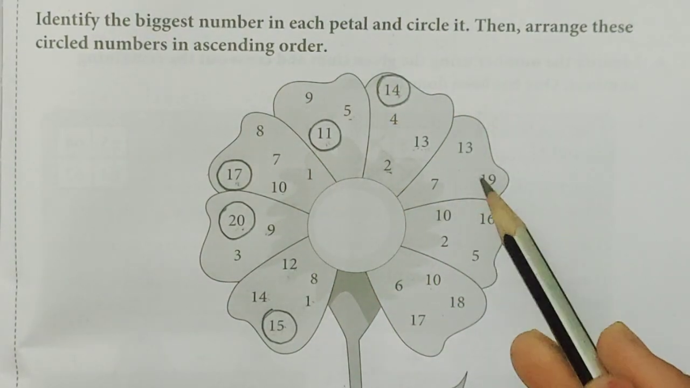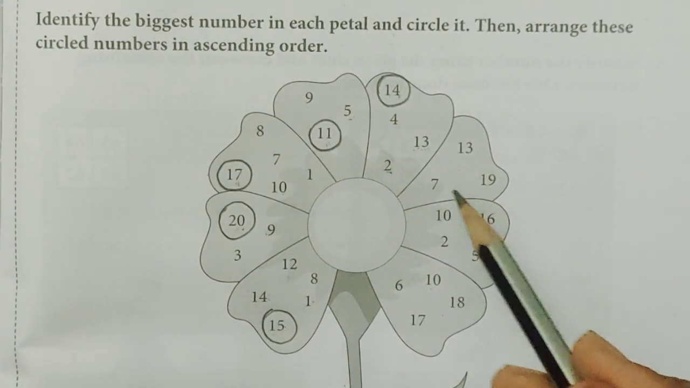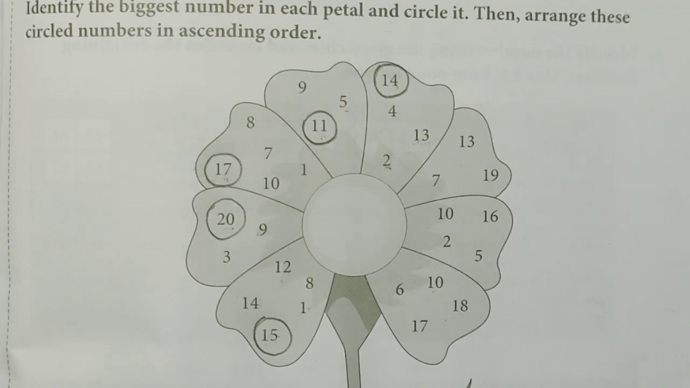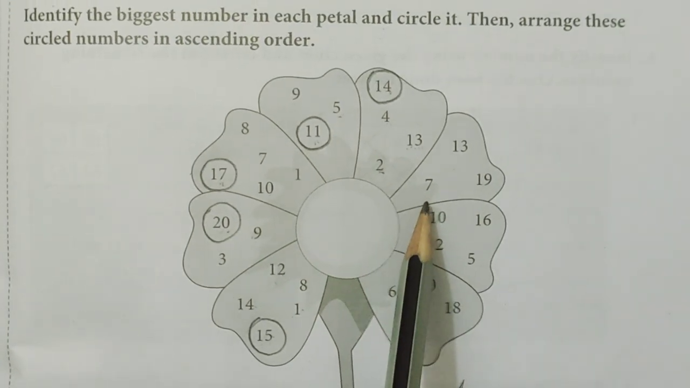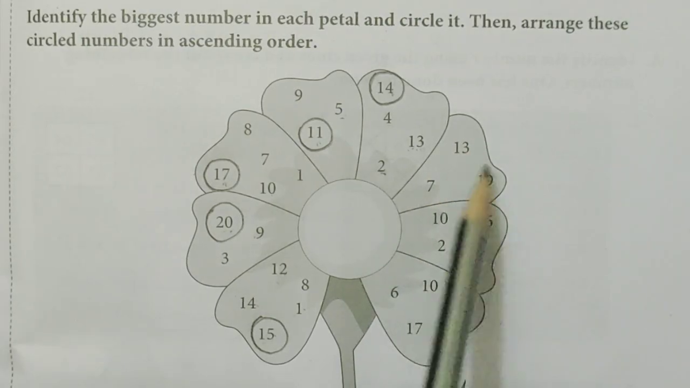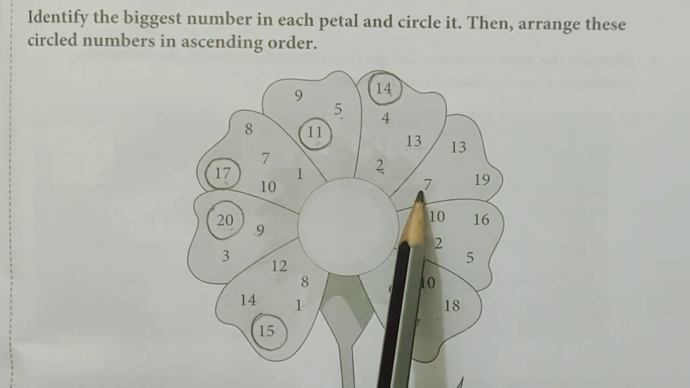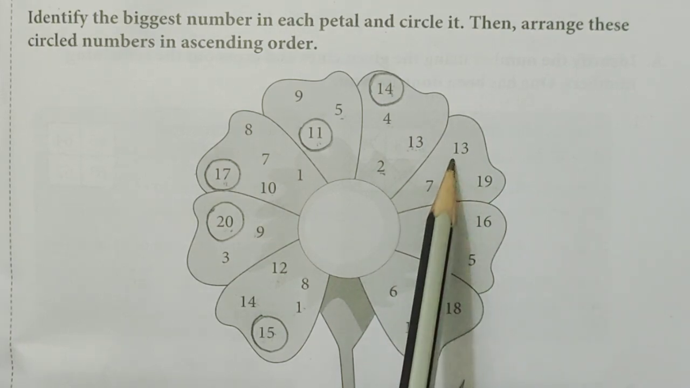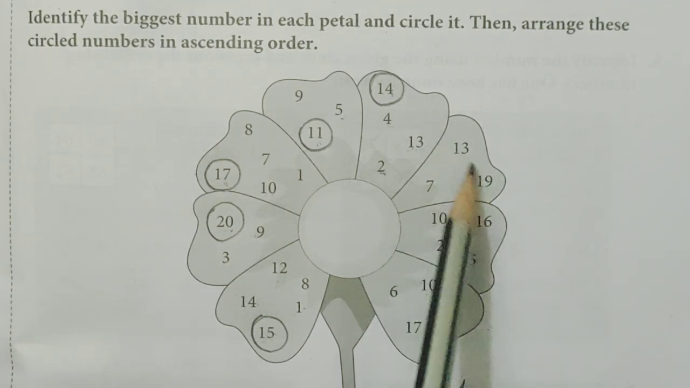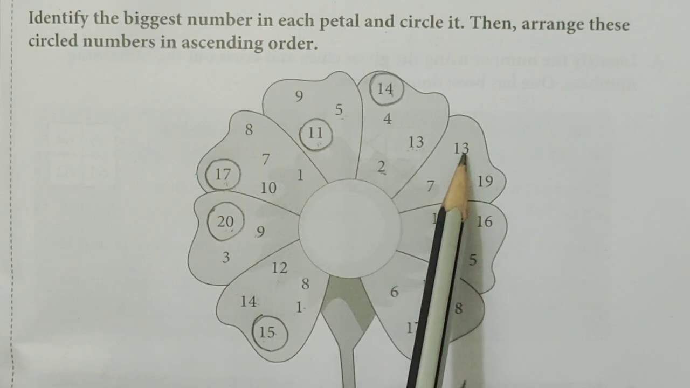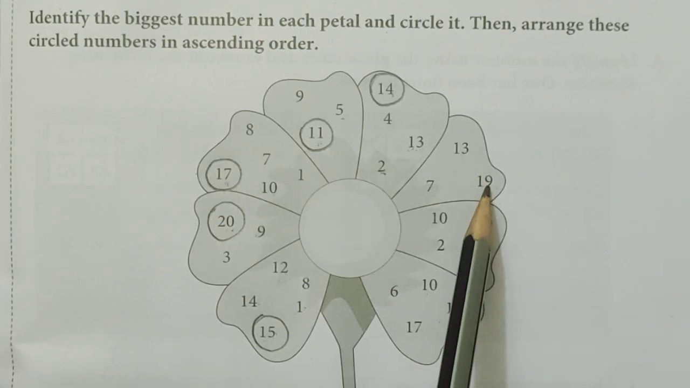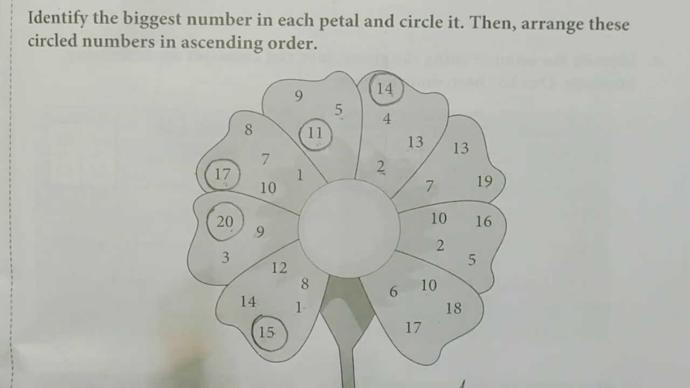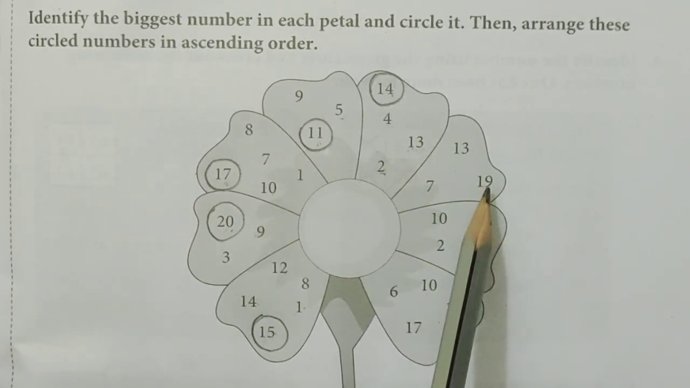Now next, in the sixth petal, the numbers are 7, 19, 13. 7 is a one-digit number. That means as compared to a two-digit number, 7 is the smaller number. Now see here 13 and 19. 1, 1. At the tens place the same digit is there. Now we are going to compare the 3 and 9 which are at the ones place. In the 3 and the 9, which one is greatest or the biggest?